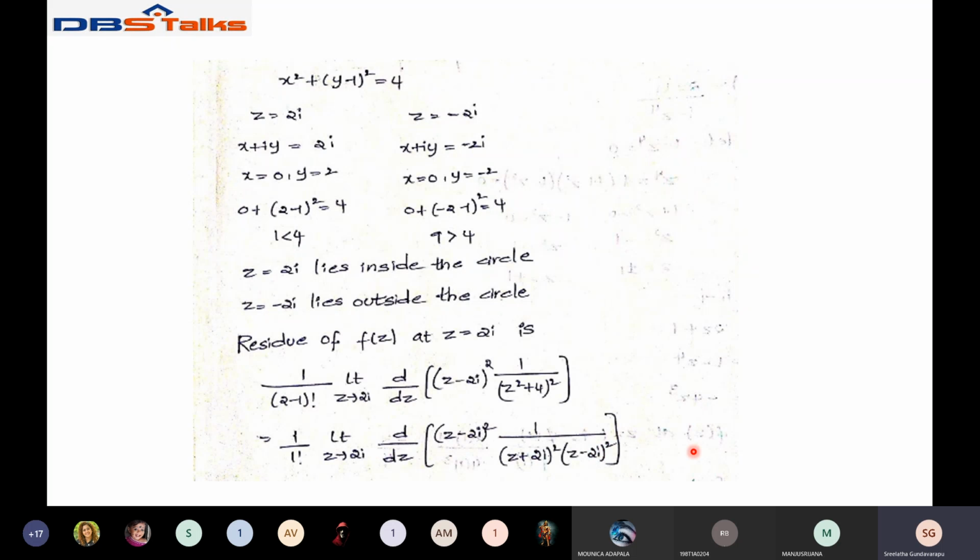Next, to find the residue of f(z) at z equal to 2i. z equal to 2i is inside the circle, and it is a pole of order 2. Now we have to use the formula for order 2. The residue at the pole z equal to 2i is 1 by (2 minus 1) factorial, limit z tends to 2i, d by dz of (z minus 2i) whole square into f(z). f(z) is 1 by (z square plus 4) whole square. So in this formula, m equal to 2 and a is 2i.